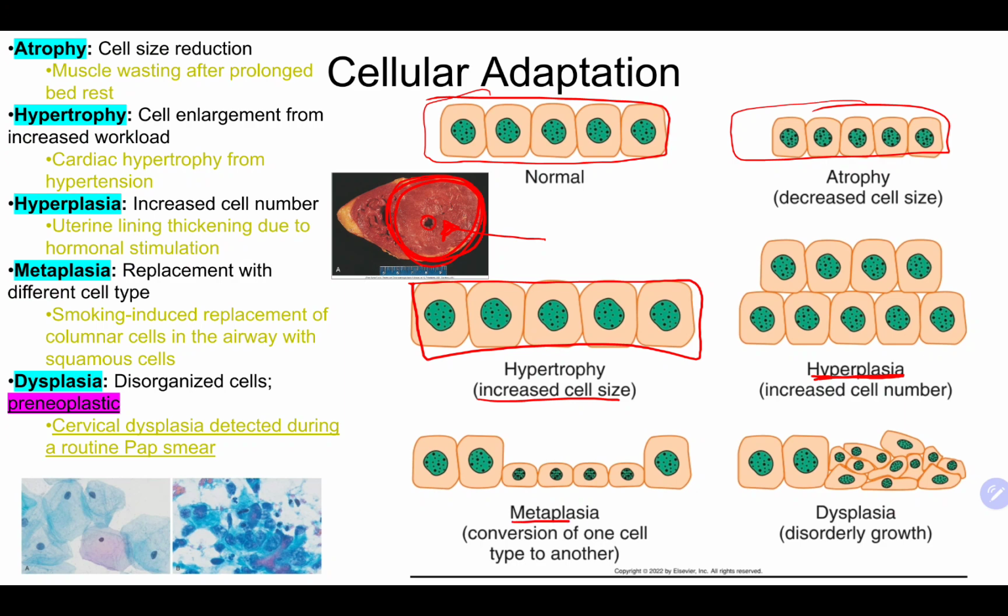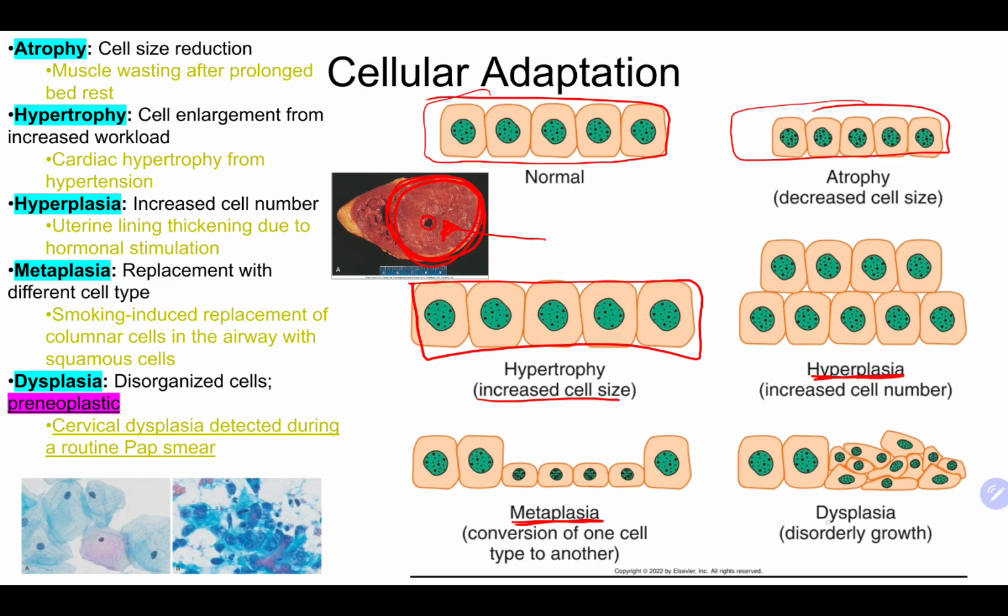We have metaplasia, so you have to remember this too. Metaplasia is where we have a conversion of one cell type to another. So you're replacing one cell type with another cell type. An example of this, like we talked about, is smoking-induced replacement of the columnar cells in your airways with squamous cells. Squamous cells are able to deal with the stress that smoking induces, more so than your columnar cells. So metaplasia is where you replace one cell type with another.